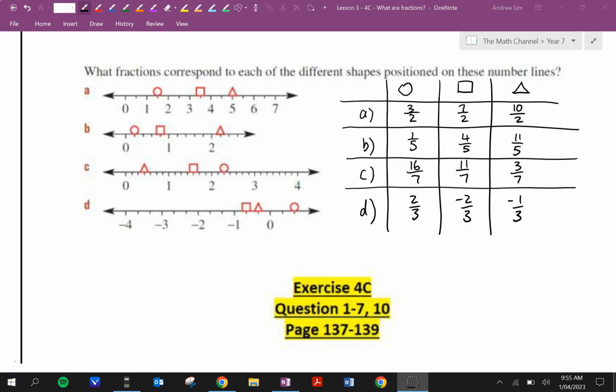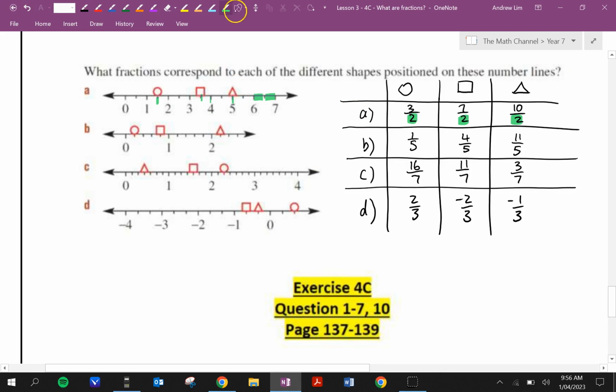All right, here are the answers. So in question A, the circle is 3 on 2, the square is 7 on 2, and the triangle is 10 on 2. So because it's split into 2, if we have a look at each of these whole numbers, split into 2 parts, that's why the denominator is 2. So the circle, 0, 1, 2, 3 over 2, 4, 5, 6, 7, 7 over 2, 8, 9, 10 over 2.